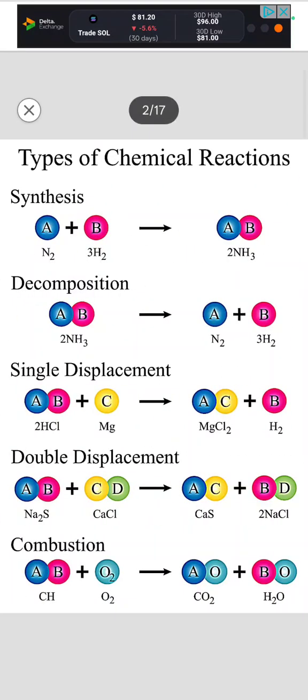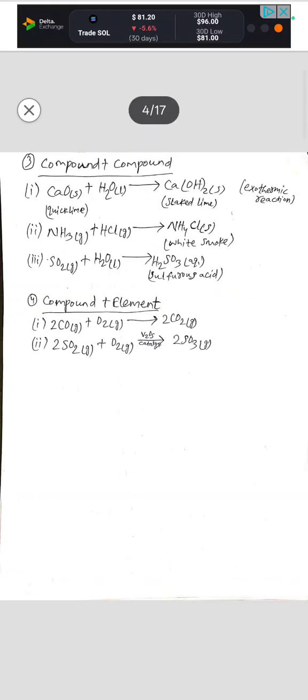The third type of combination reactions are when two compounds combine to form a new compound. Very simple example, when calcium oxide, that is quicklime, is added with water. Water is added with quicklime to form calcium hydroxide, slaked lime.